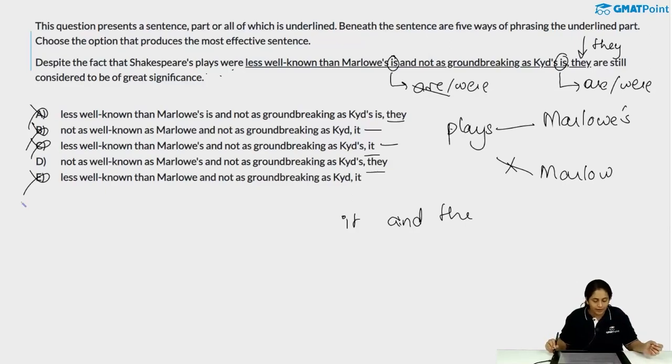The only option that we have left is D. Not as well known as Marlowe's and not as groundbreaking as Kyd's, they. So everything is corrected. We have the right possessive form, Marlowe's, indicating that you are comparing plays to plays, and the right pronoun being used, "they". So there is no error in the sentence as such. So the correct option is option D.